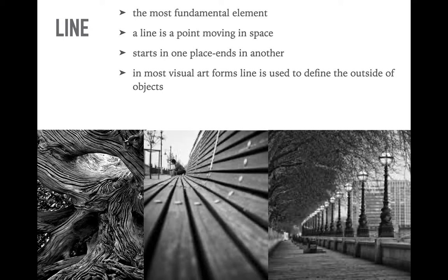And in most visual art forms, line is used to define the outside of objects. So if I said, hey, draw me an apple, you would most likely use a line to draw the outside of the apple. In photography, as we are not actually creating new things, but capturing things that already exist, we use line as a tool, a really powerful tool in fact, to guide our viewer through the image.